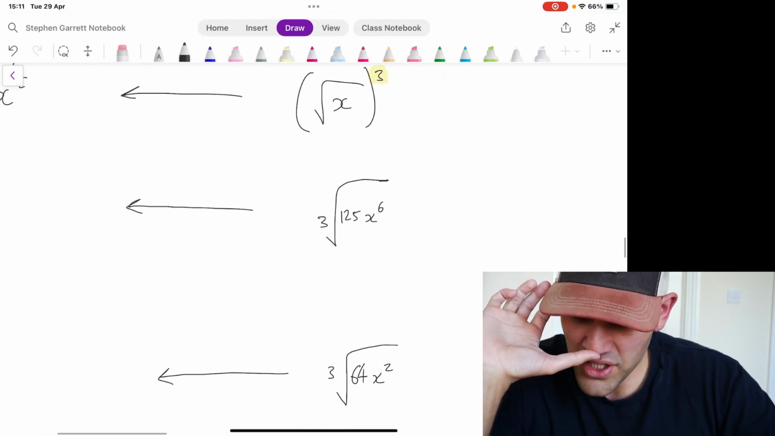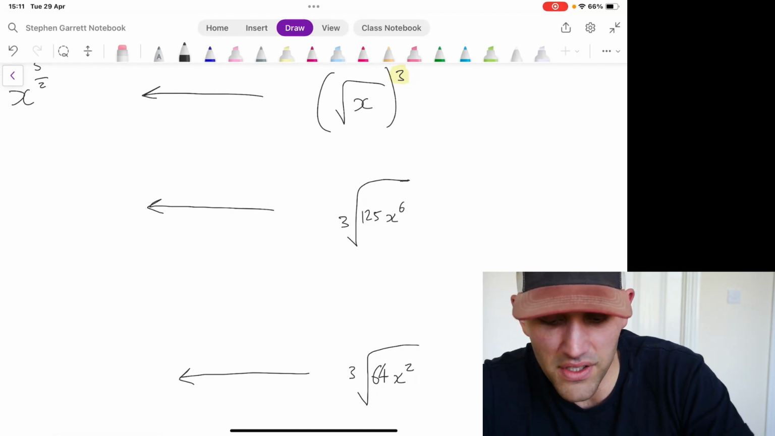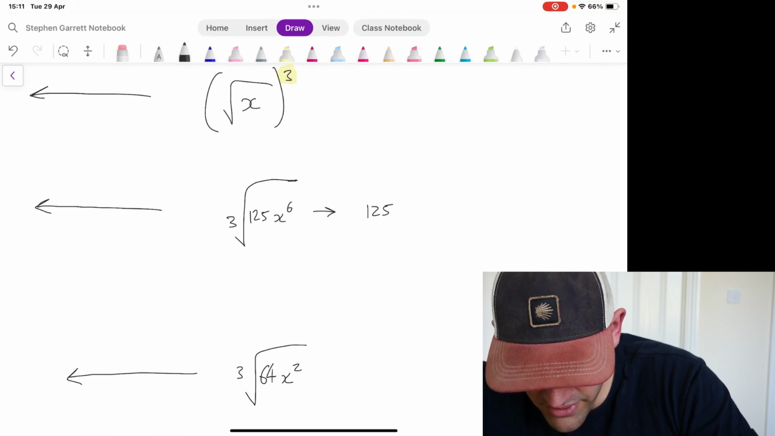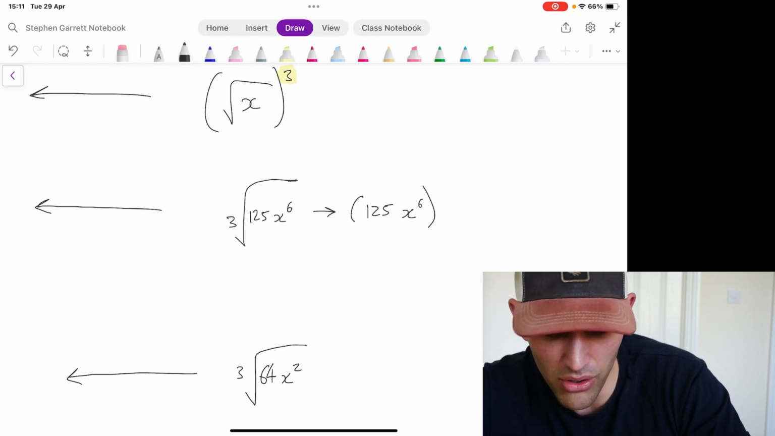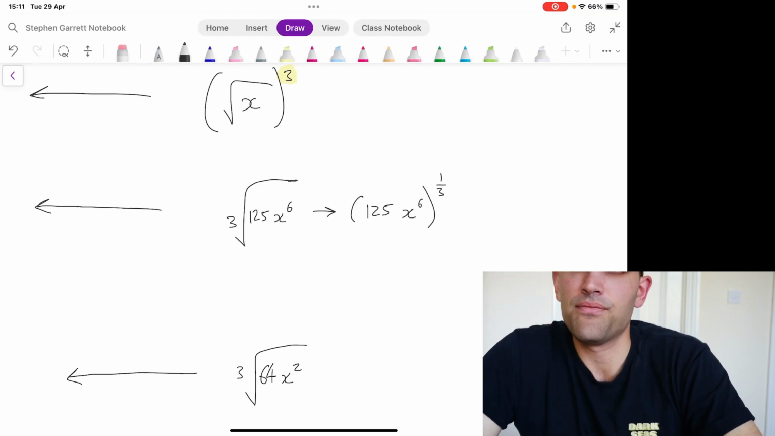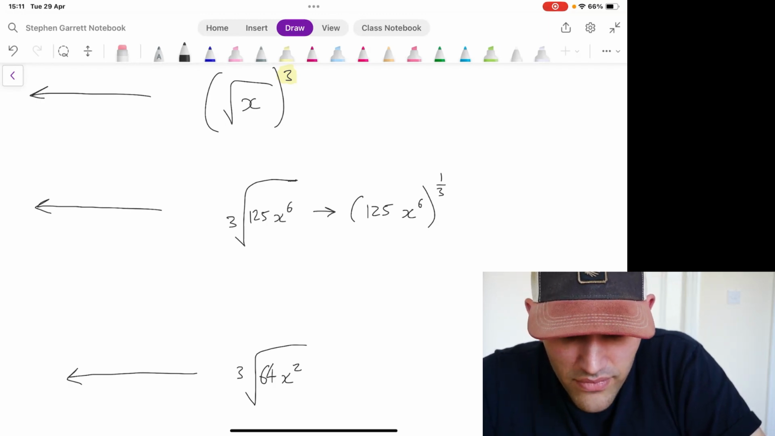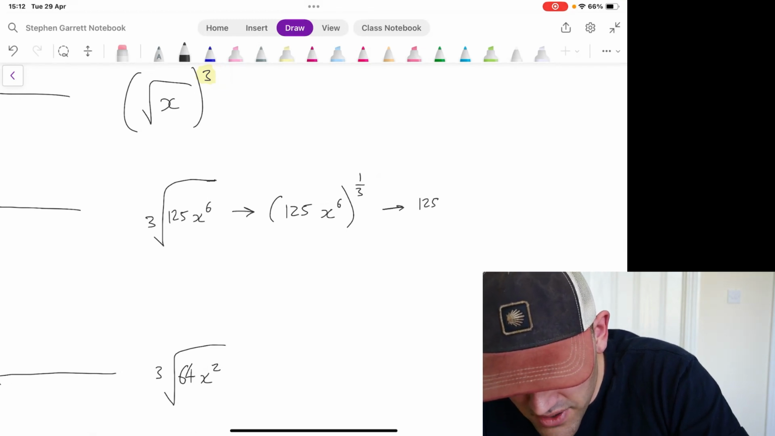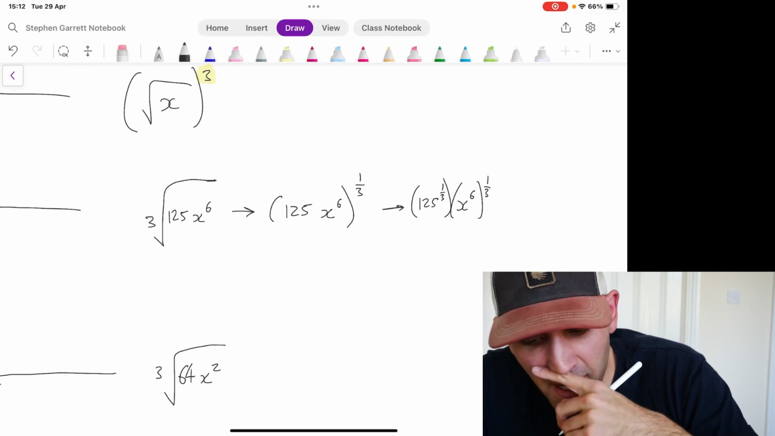Now, in this case, I've got two little bits. So what I'm going to do is rewrite this. I know the arrow is going that way, but I'm so used to working left to right, so we're going to go this way. So that's 125 multiplied by x to the 6, all raised to the power of 1/3. That cube root is the same as raising something to the power of 1/3. I can distribute that power, so that's 125 to the power of 1/3 multiplied by x to the 6 to the power of 1/3.